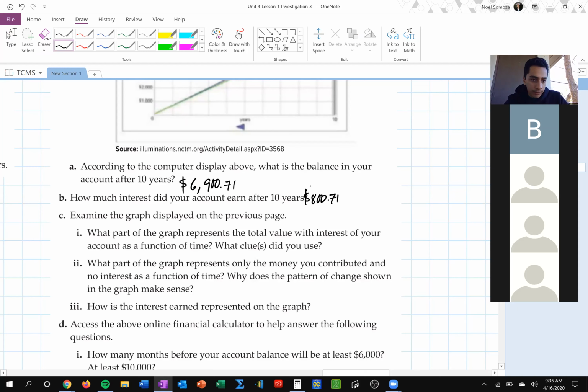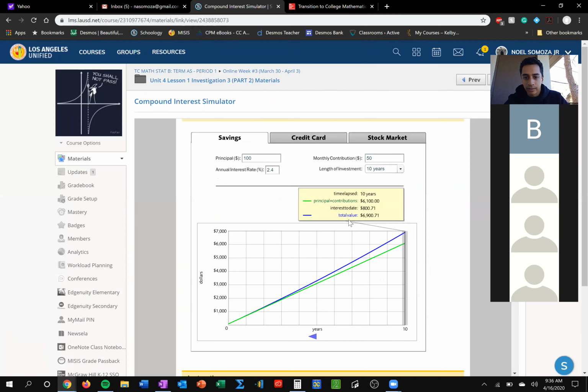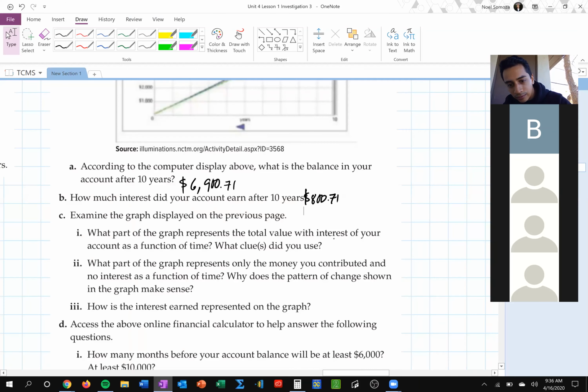All right. And then examine the graph displayed on the previous page. What part of the graph represents the total value with interest of your account as a function of time? What clues did you use? So we already discussed that the total value is represented by the blue function. Clearly it says total value, so that's the clue. Okay, that's our total value.